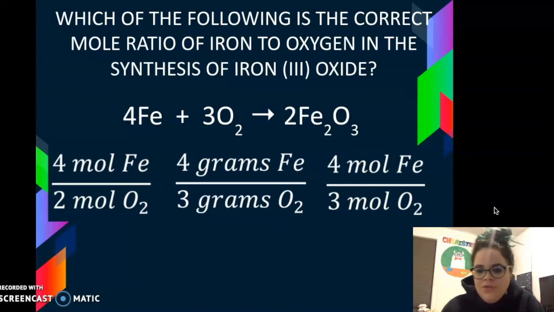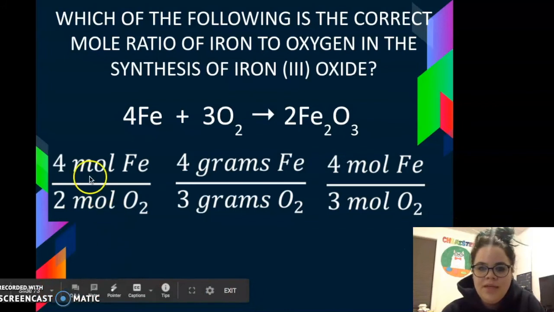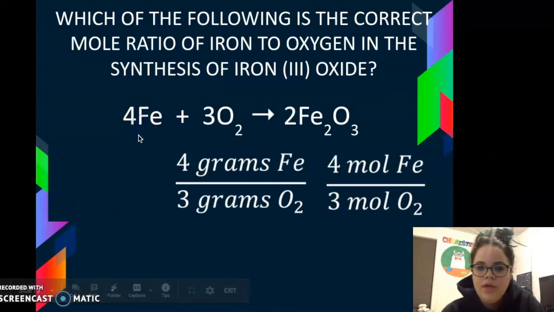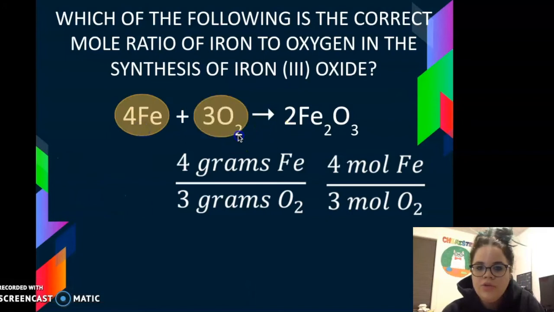Hopefully you did not choose answer choice number 1 because this is not the correct mole ratio. We are looking at moles of iron to oxygen, which is a 4:3 ratio. You use the numbers in the front.